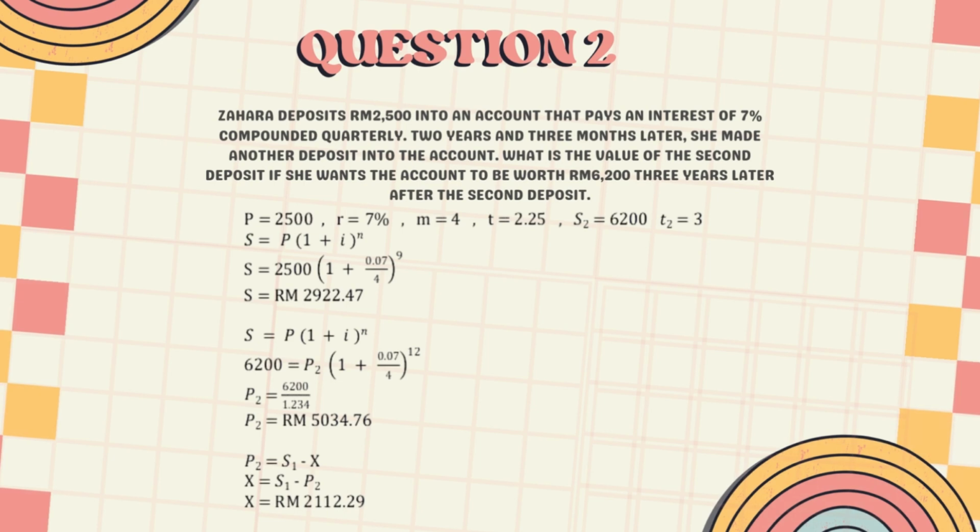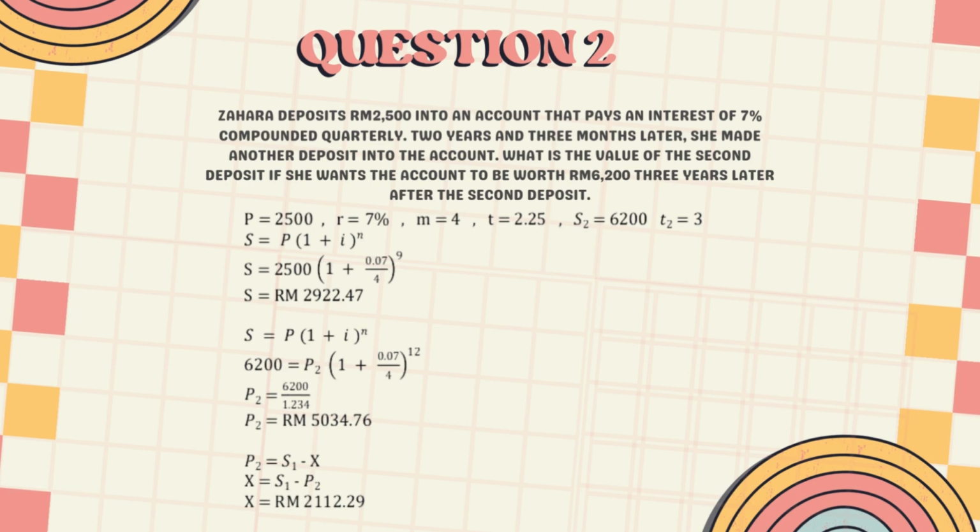Question 2. Zahra deposits 2,500 into an account that pays an interest of 7% compounded quarterly. 2 years and 3 months later, she made another deposit into the account. What is the value of the second deposit if she wants the account to be worth 6,200 3 years after the second deposit? First, list out all the information from the question. To solve the question, I use the formula S equals P(1 plus i) to the power of n. S equals 2,500 (1 plus 0.07 divided by 4) to the power of 9. And S will be 2,922.47.